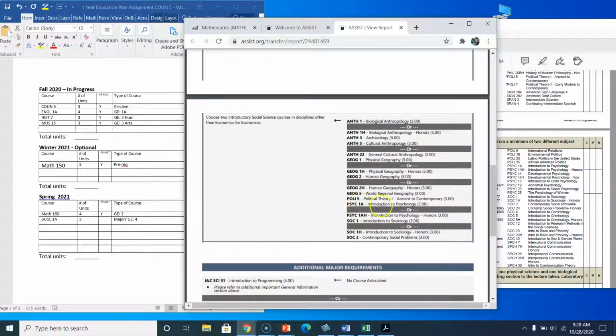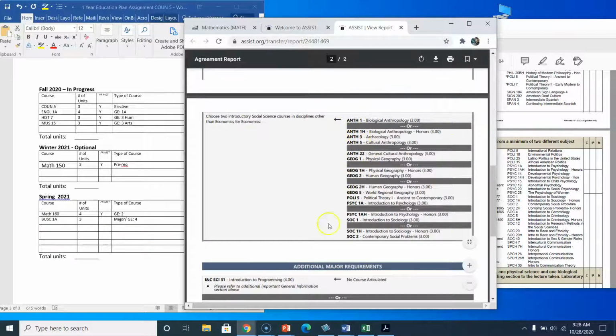1A. And you see these little ors, that's just because there's an honors class. They're like take Anth 1 or Anth 1 honors. Take Anth 5 or Anth 22. These are very similar courses. So any of these would be good for me. So I'm going to pick Psych 1A.